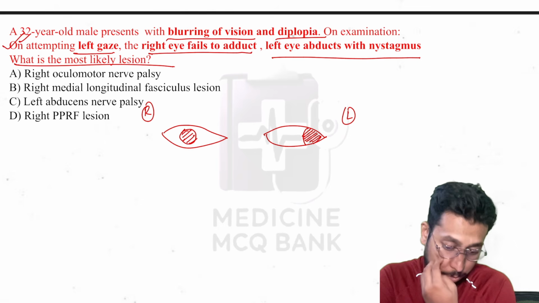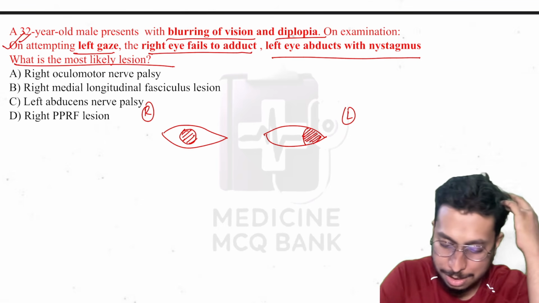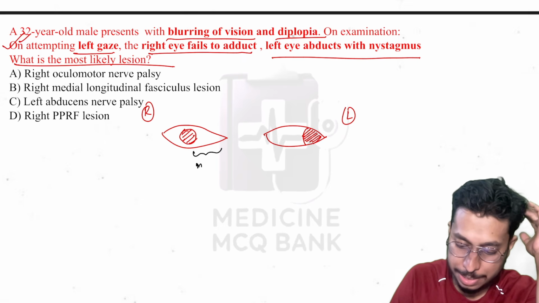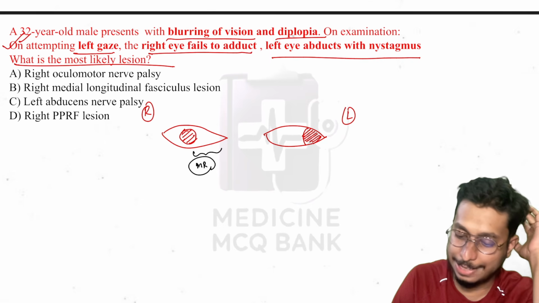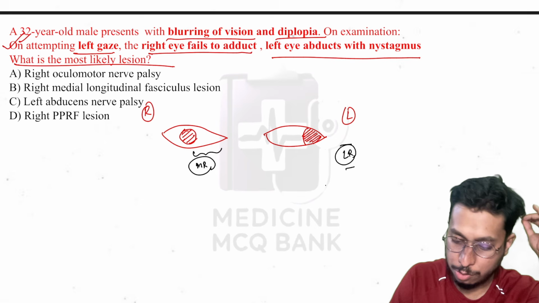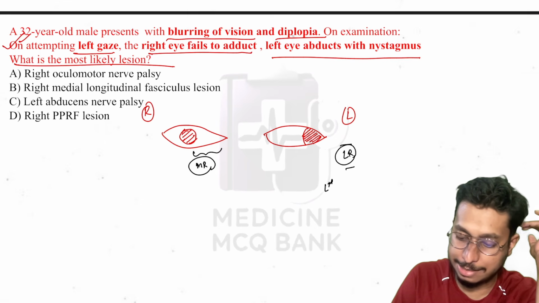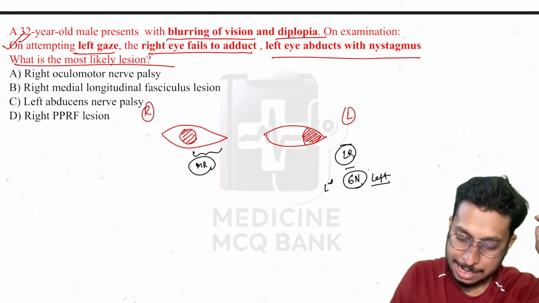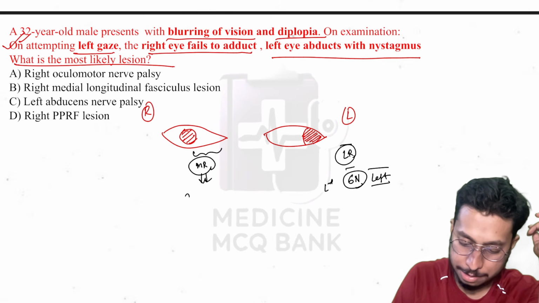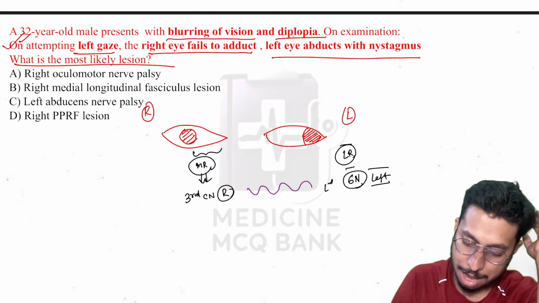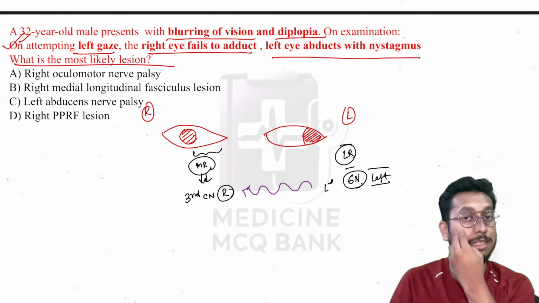And even if you rule out, as other options are not given at this point, what you know is that the medial rectus of the right side is not working in tandem with the lateral rectus of the left side. So the left side lateral rectus is supplied by which cranial nerve? It is the sixth cranial nerve of the left side. Medial rectus of the right side is supplied by which cranial nerve? It is the third cranial nerve of the right side. So what we can say from here is that coordination between the left sixth nerve and right third nerve is lost.